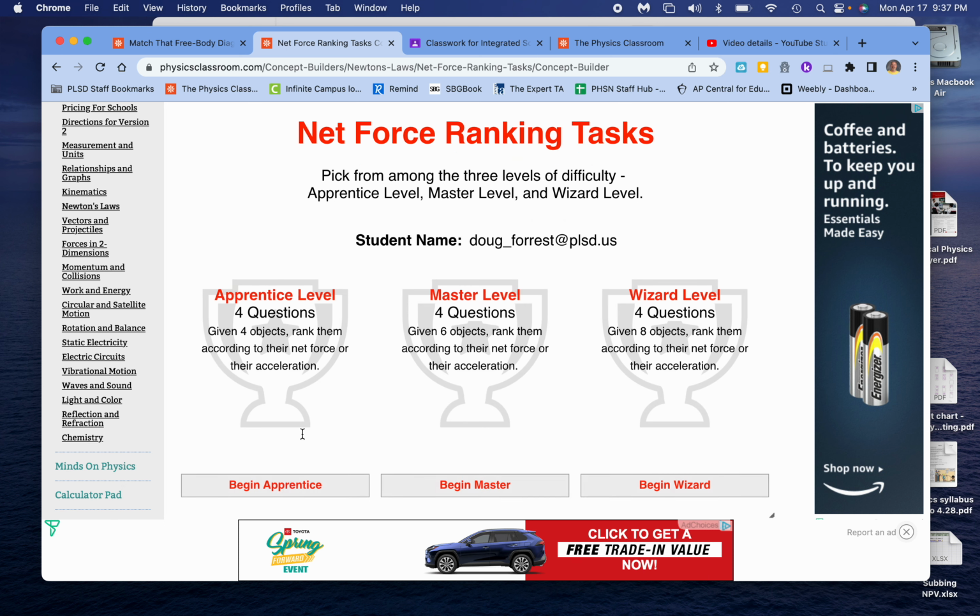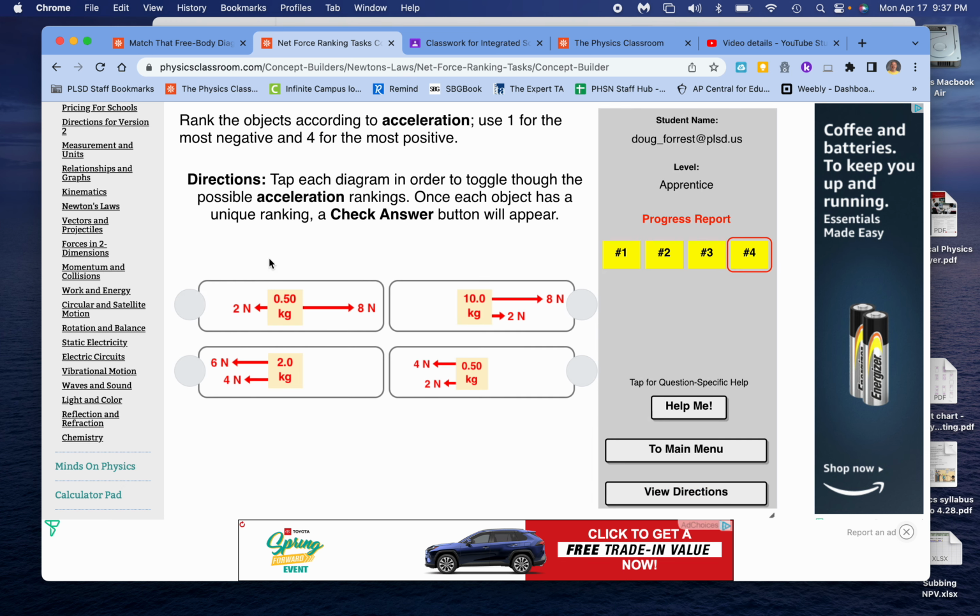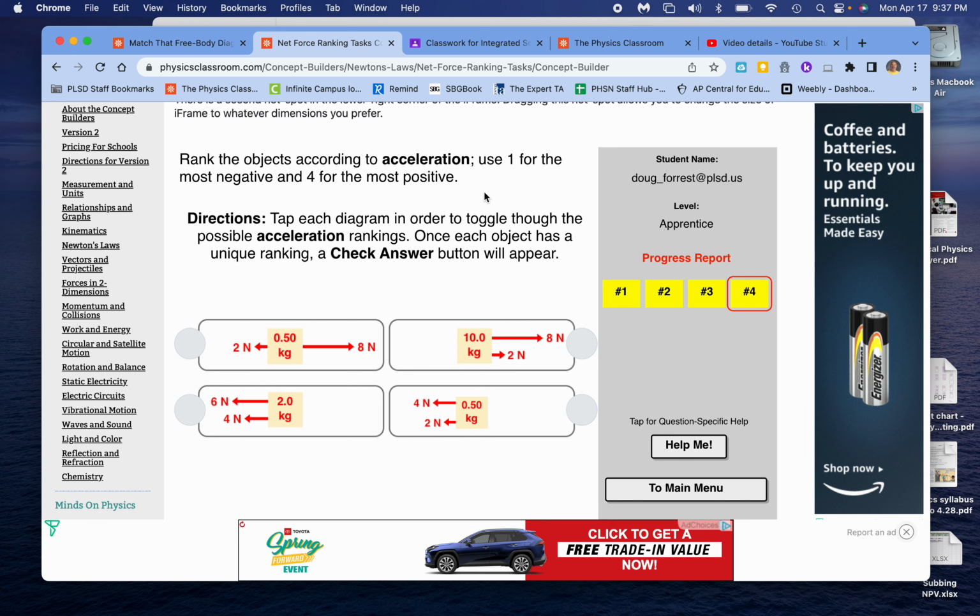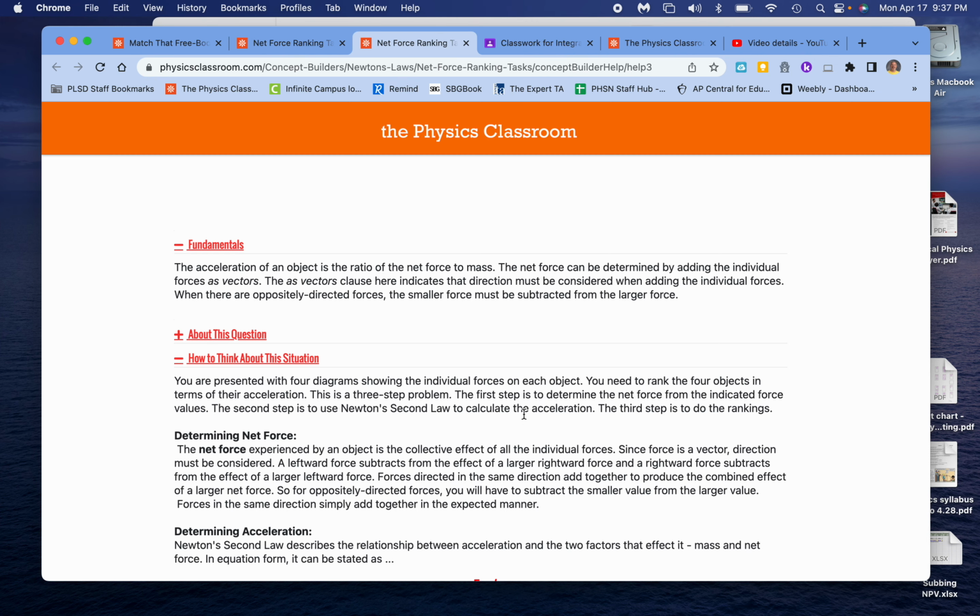In this one, I'm going to ask you to do the apprentice level for 6 points, the master level for 8 points. If you do both of those, you get 10. You do not need to do the wizard level. If you want to, I guess you could get bonus with that. It says rank the objects according to acceleration. Use 1 for most negative and 4 for most positive. So left is negative and right is positive. If you're unsure about that, it says that in the help menu.